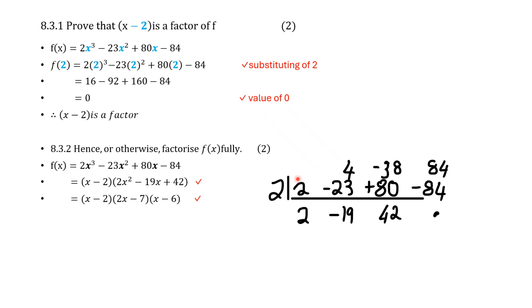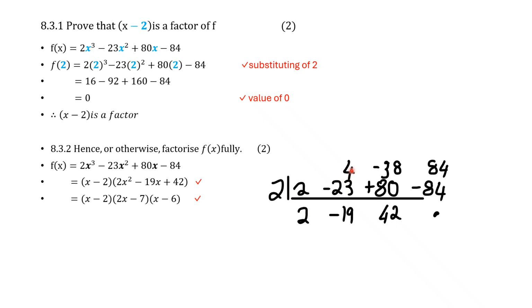Or we can use what they call the reverse L method. Again, remember, I substitute 2 in to get 0, and then I write the values in front. So I have 2, minus 23, 80, minus 84. I've taken the coefficients and written them down. First we carry 2 down, so 2 simply becomes 2. 2 times 2 is 4, so write 4 on top.